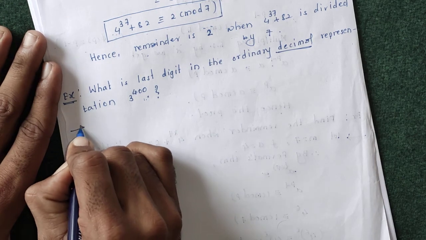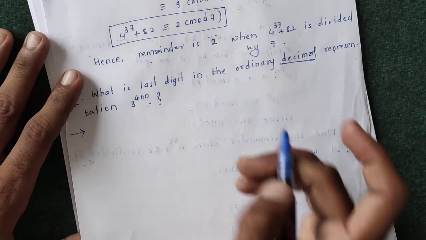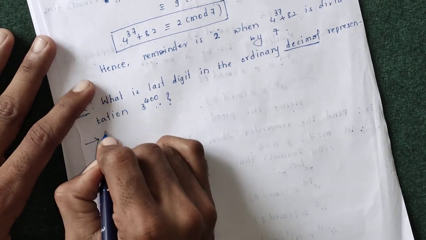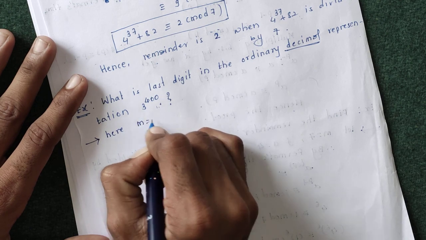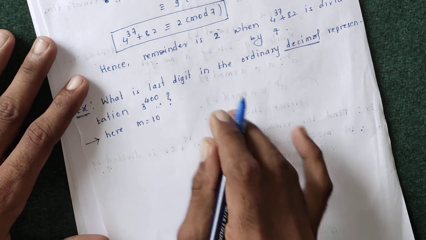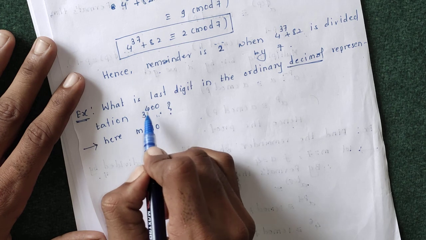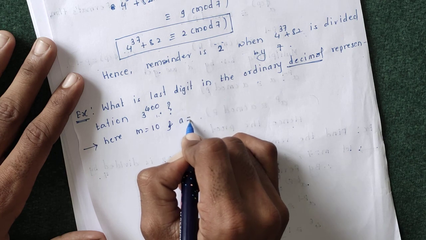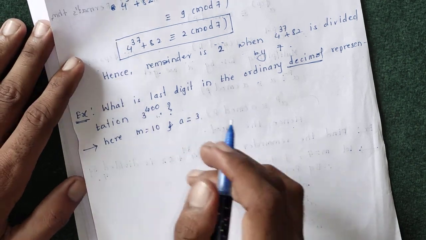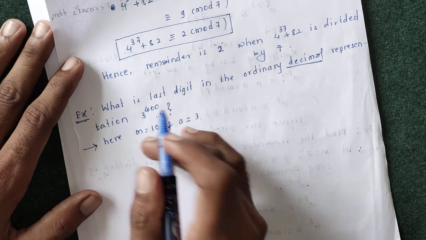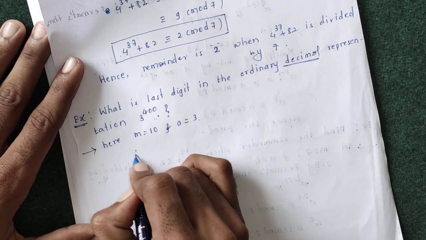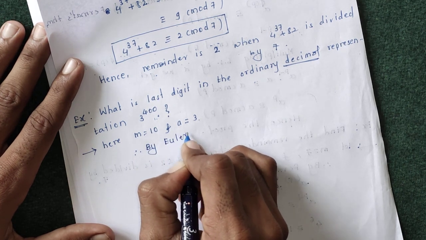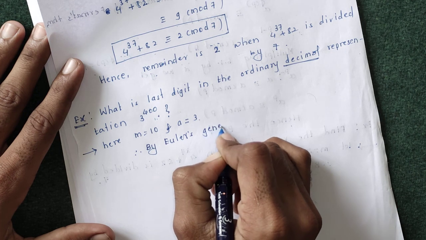So here we are dividing this number by 10. So the value of m is 10, and we are dividing 3 raised to 400, so a raised to something. So the value of a is 3. Here m equals 10 is not a prime number, so we can't use Fermat's theorem. So we have to use Euler's generalization of Fermat's theorem.